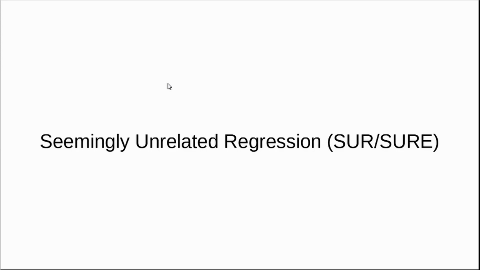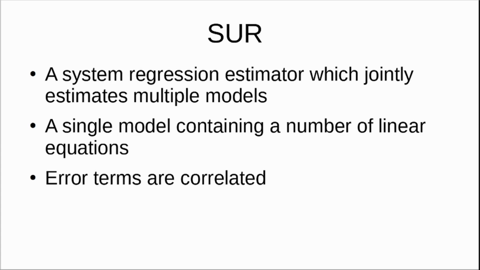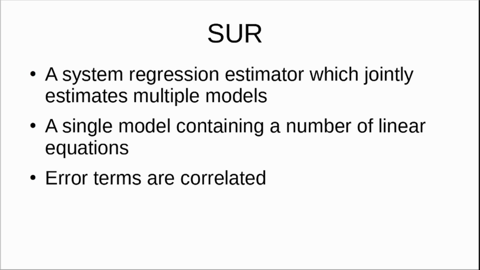Hi, in this video I'm going to talk about what is seemingly unrelated regression, in short known as SUR or SURE. Okay, so it's about a system of linear regression where we jointly estimate multiple models. So if there are more than one linear regression model, we can estimate jointly, and that's called SUR or seemingly unrelated regression. It's useful sometimes.